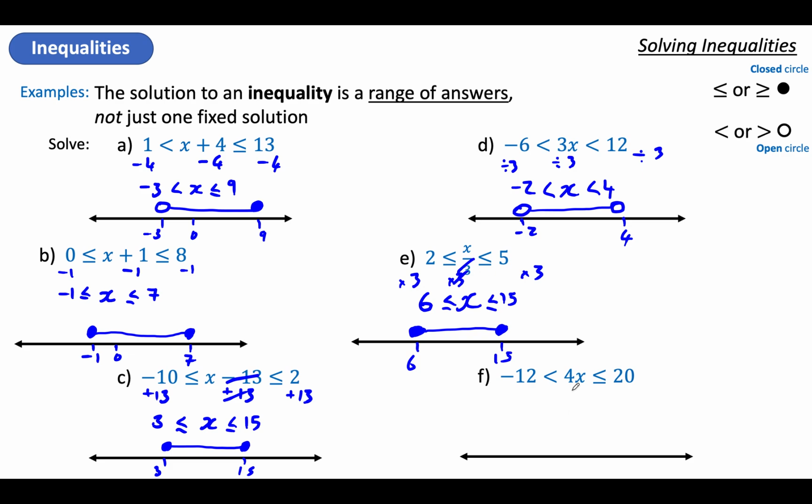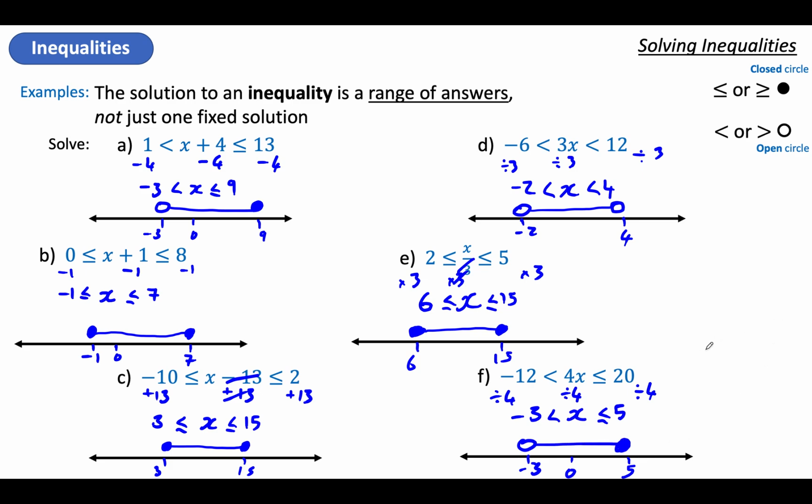And on this one, 4x is greater than that. So let's divide by that number touching the letter. Divide by 4. So the bottom boundary will be -3. And the top boundary will be 5. So x is bigger than -3, but less than or equal to 5. So on my two boundaries this time, I need two different circles. You might want to, again, just put 0 roughly where you think it is. The bottom boundary is an open circle. The top one is filled in because there's an equals. Draw a line between. Okay.